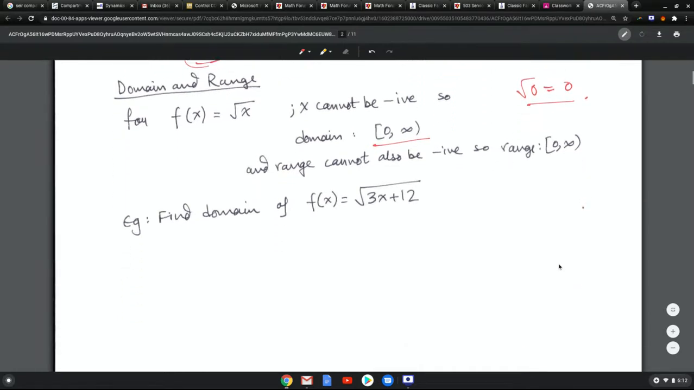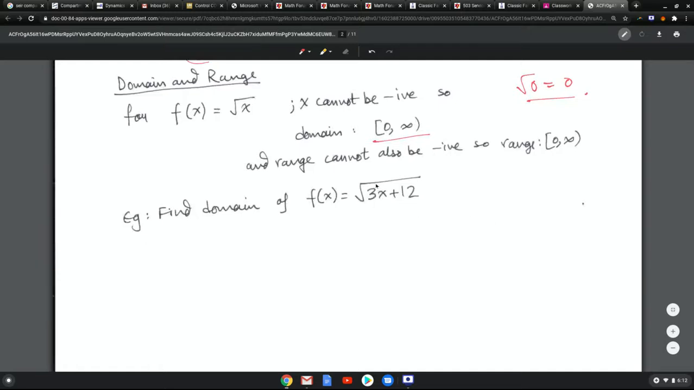Example, find the domain of this function. We require that the expression inside has to be greater than or equal to 0. So I have 3x plus 12 greater than or equal to 0. We've learned how to solve this type of inequality: x is greater than or equal to negative 4. So the domain is negative 4 to infinity. In fact, you can check. If I plug in x equals negative 5, the inside part of the square root is going to become a negative number.